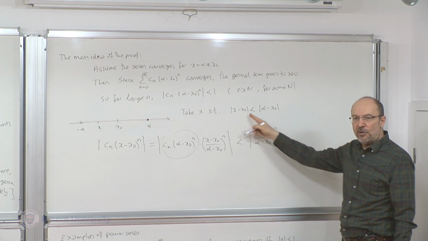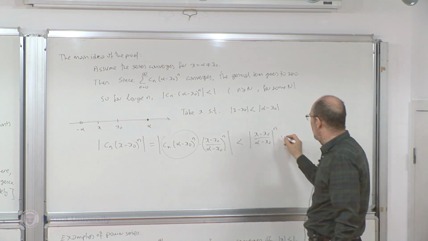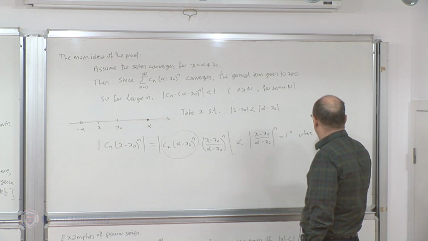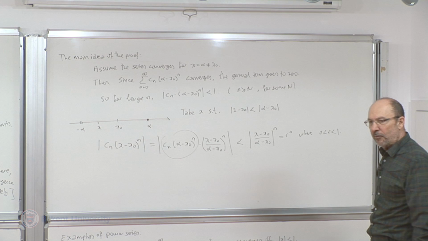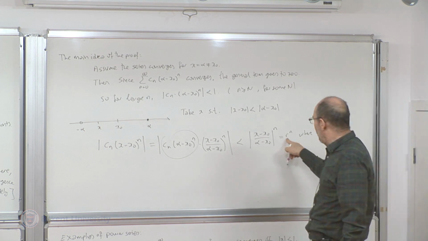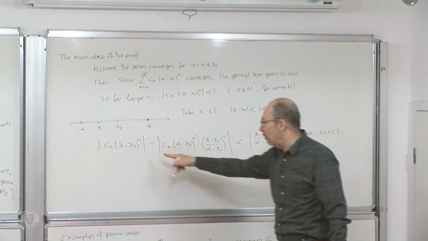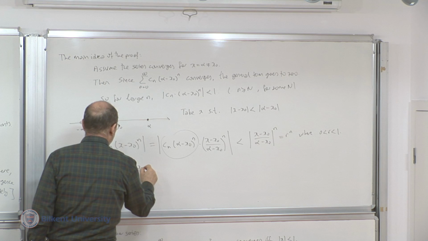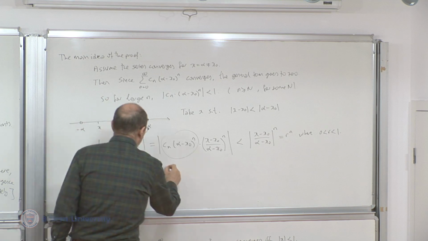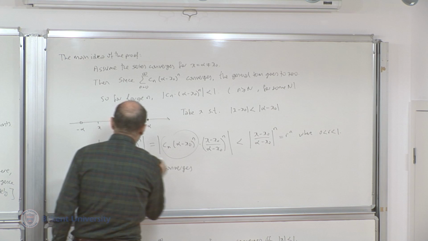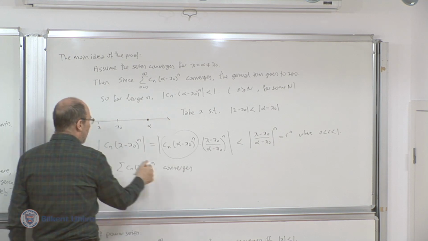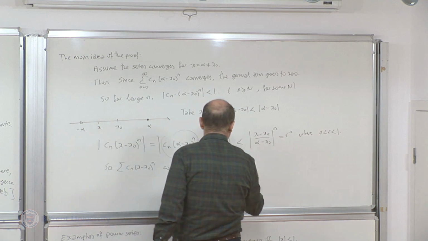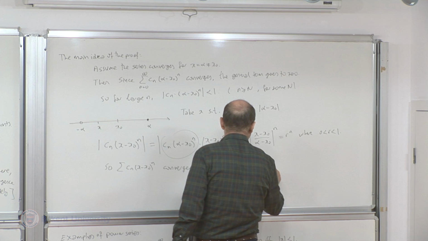((x minus x sub 0) over (alpha minus x sub 0))^n. Okay, so now using this inequality, this is a geometric series. Okay, so this is R^n, where R is less than 1. Okay, so this series converges by the geometric series test. Therefore, this converges. So the summation of Cn (x minus x sub 0)^n converges absolutely. Okay, because we compared the absolute value. Converges absolutely by comparison test.